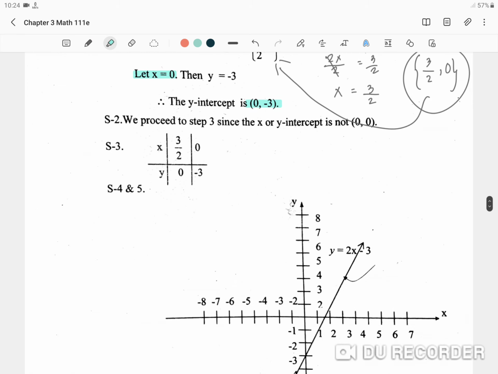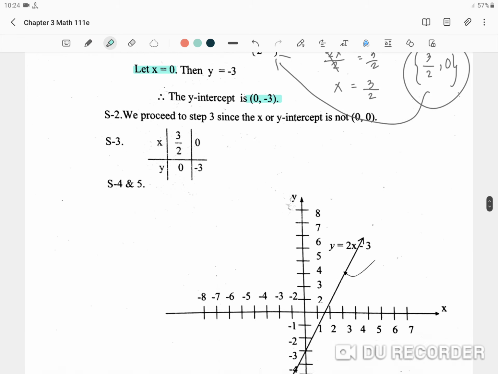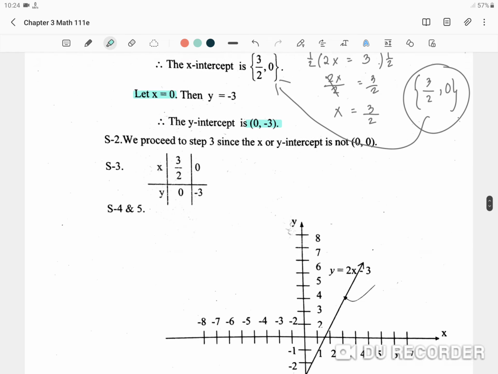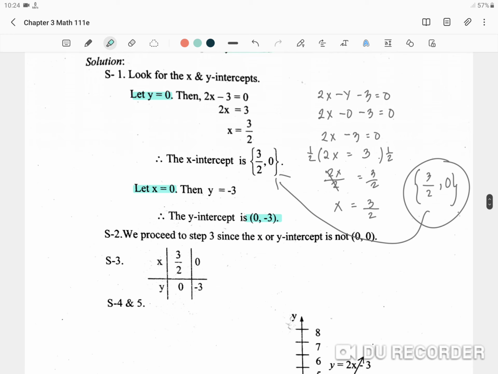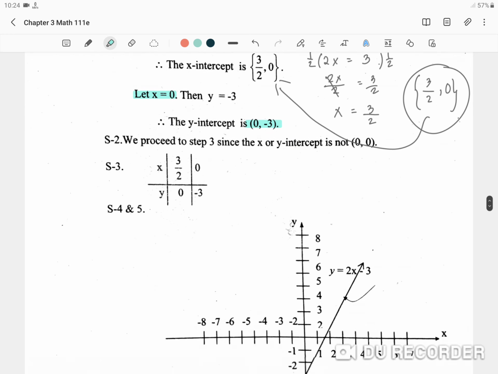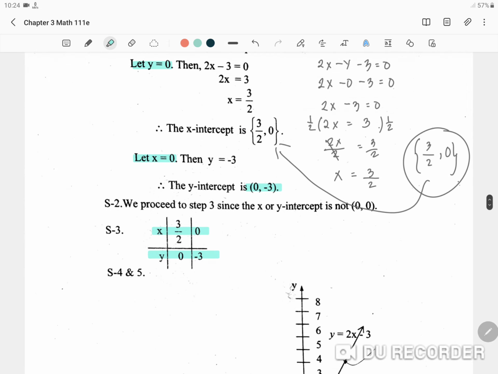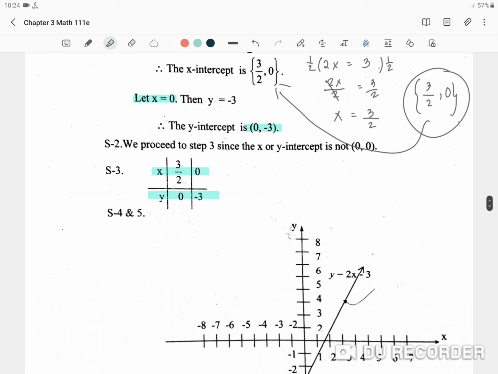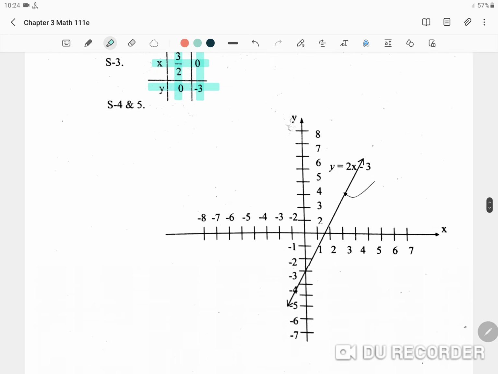So, simply we proceed with step 3 kasi hindi naman 0, 0 yung tawag dito, yung intercepts natin. So, we proceed with step 3. Ayan. So, isulat lang natin yung nakuha nating intercepts sa x and sa y. So, that's it. Yan. I-graph lang natin.